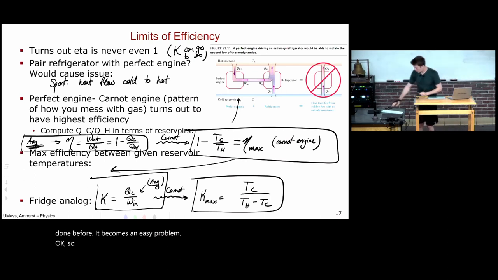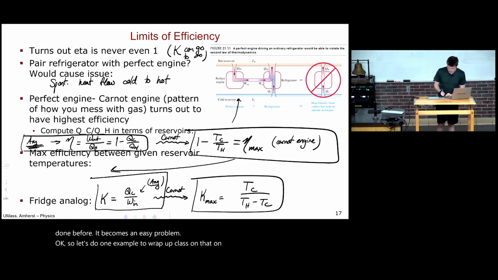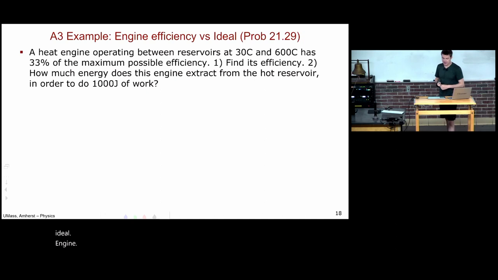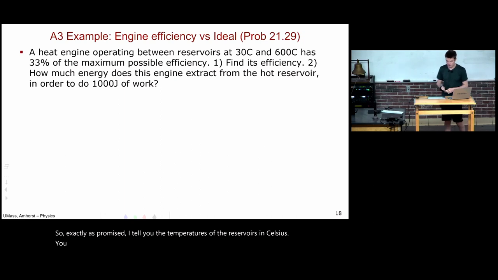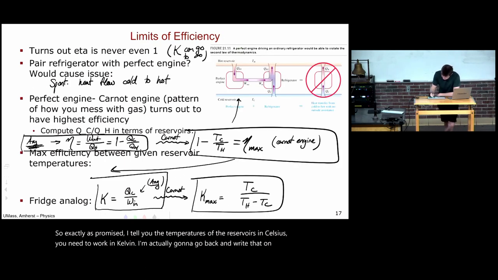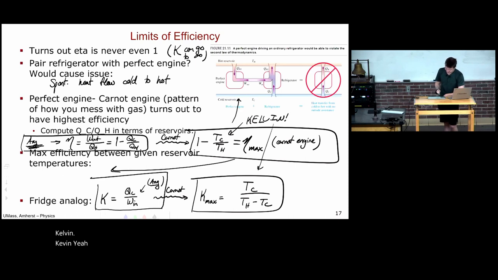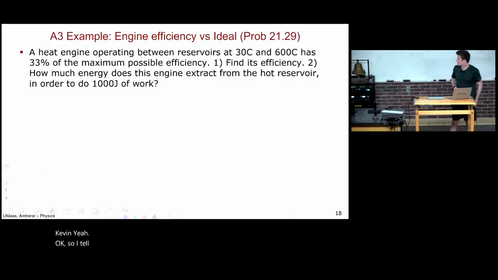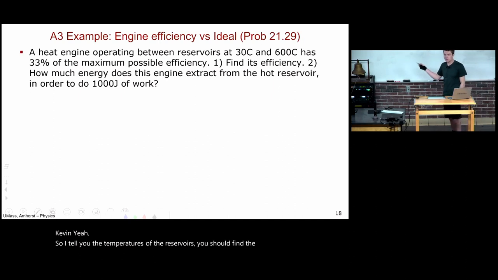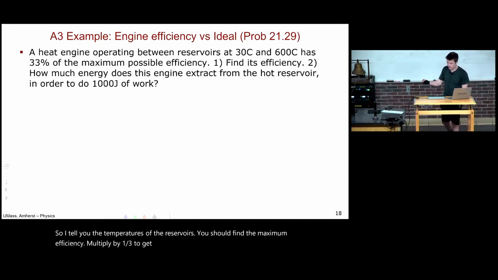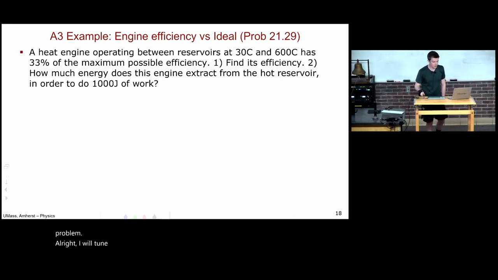Okay, so let's do one example to wrap up class on that, on comparison to the ideal engine. So exactly as promised, I tell you the temperatures of the reservoirs in Celsius. You need to work in Kelvin. I'm actually going to go back and write that on the slide. Kelvin. Okay, so I tell you the temperatures of the reservoirs. You should find the maximum efficiency, multiply by 1/3 to get your actual efficiency, and then finish the problem. All right, I will tune back in about 3 or 4 minutes to write the solution out.